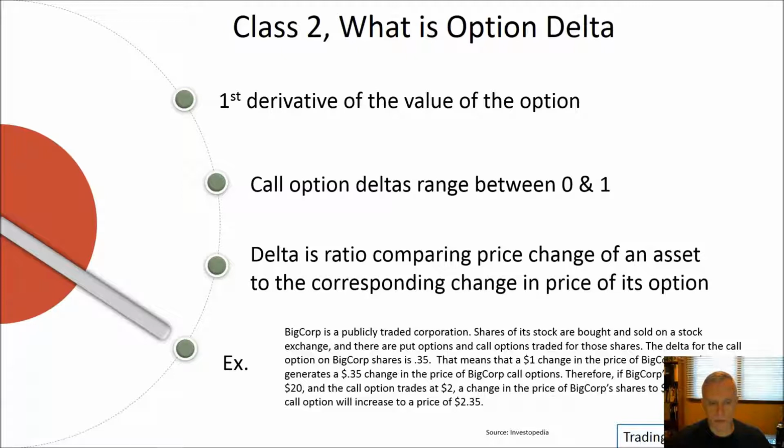So as an example, we're going to use Big Corp. It's a publicly traded corporation. Of course, its shares are traded across the exchange, and it's big enough to where it has options. So we're going to go in and buy. We're bullish on Big Corp, and we want to buy a call option. For the sake of this example, the delta for the call option that we're buying is 35.